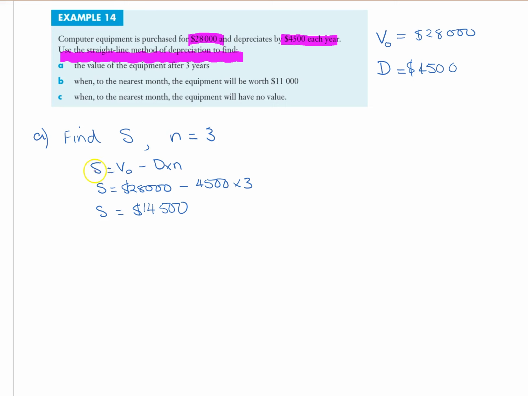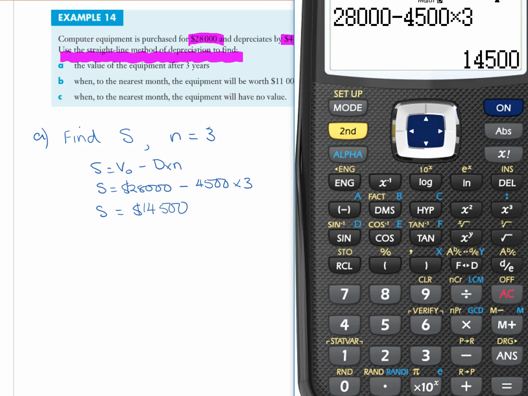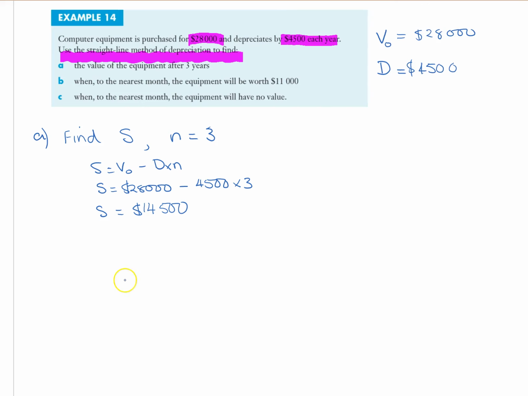So you can see I've written the formula. Well, I was told that I have to use the straight line method of depreciation. Start with the formula. That S is equal to V0 minus dn. Substitute in the appropriate values and take to your calculator, and you'll see the answer is 14,500. Some advantages of this are that you get your answer straight away. There's only one real line of working and one time you go to your calculator, so you're less likely to make the mistake.